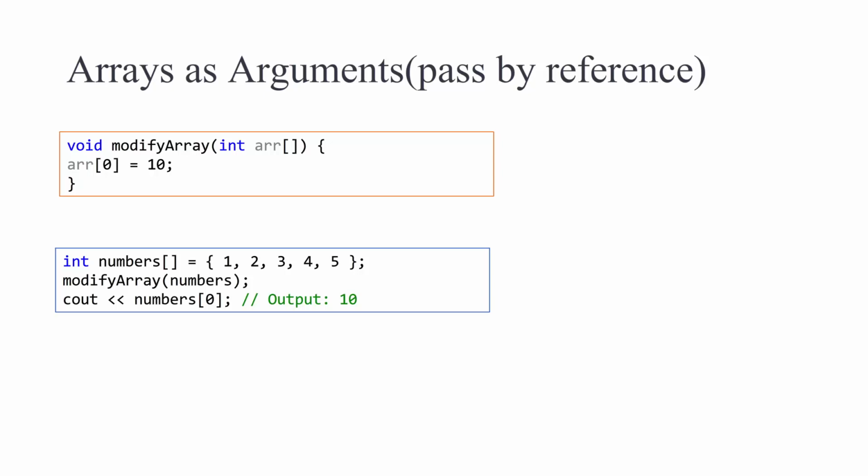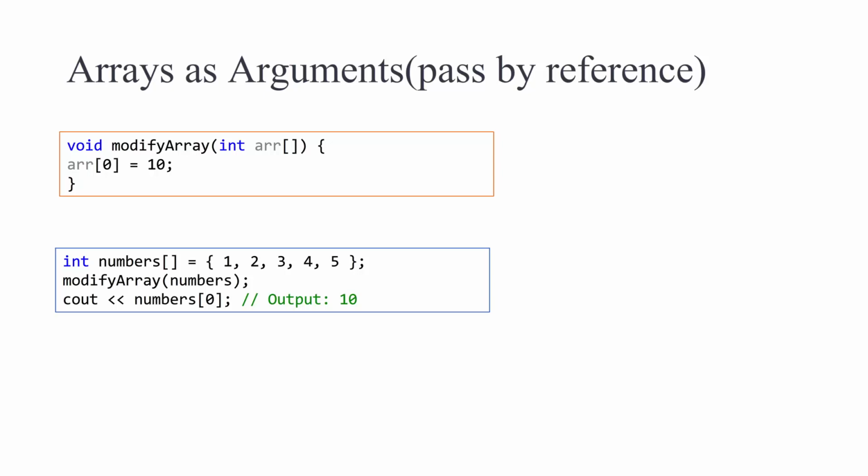Here's an example function that takes an array of integers as an argument and modifies one of its elements. In this function, the array arr is passed by reference using its name. The function modifies the first element of the array by setting its value to 10.